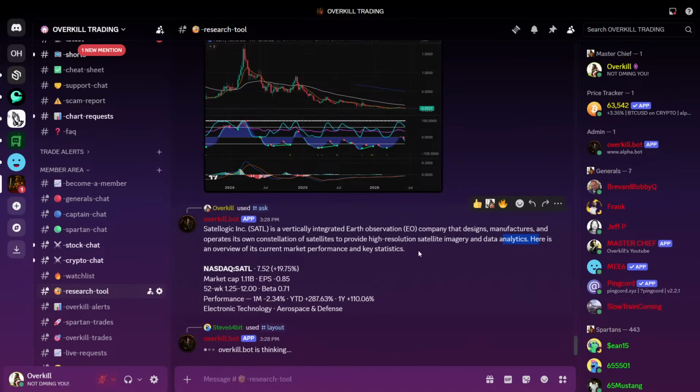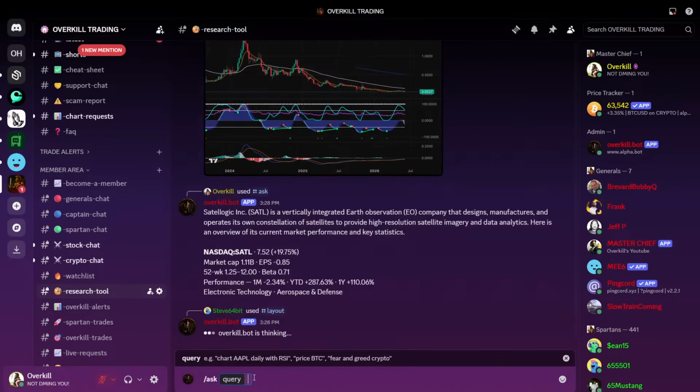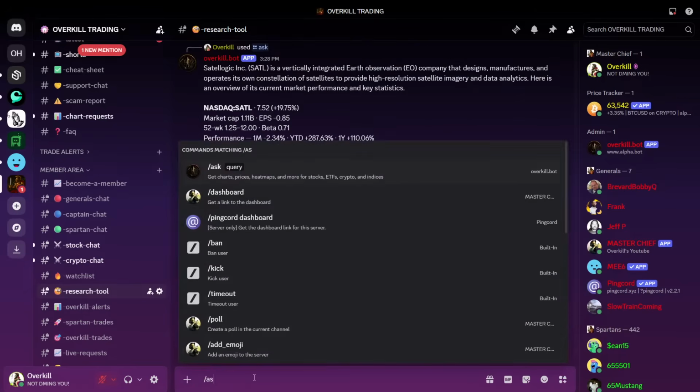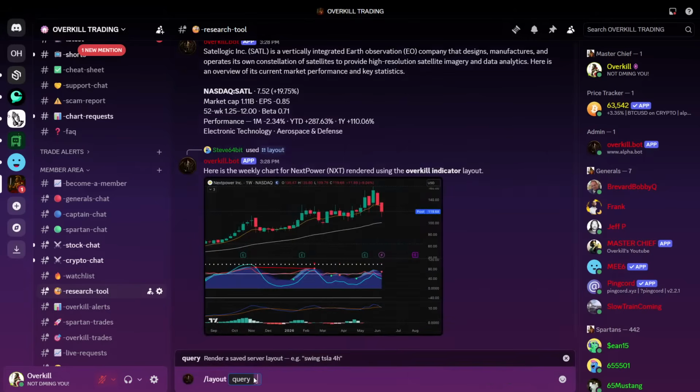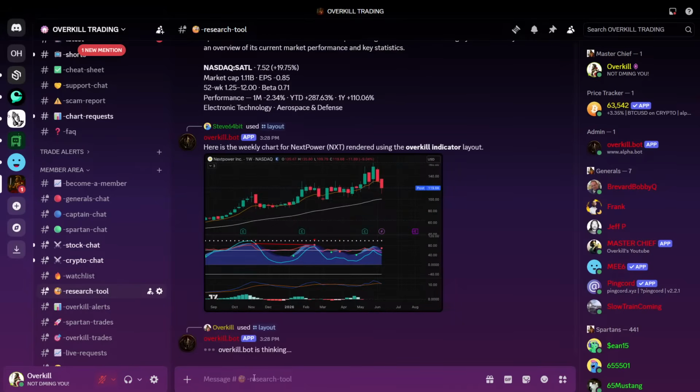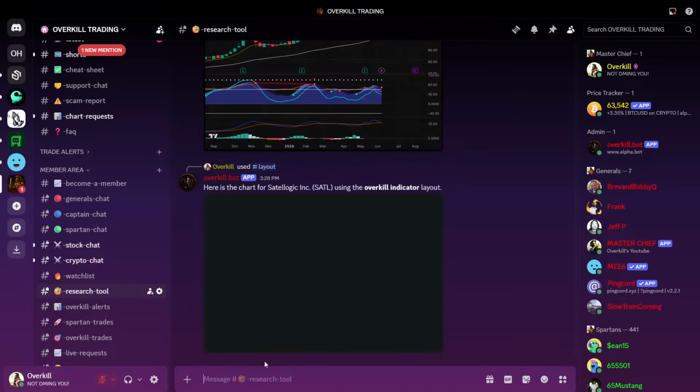Again, you guys have access to this feature now. You can look up what it does by typing /ask, and then just literally say, what is it? Or you could do /layout, and then you just type in the ticker, SATL, and that will pull up the indicator over here, guys. This stuff's next level, folks. We're just making this thing as best as it's going to get. Imagine where we're going to be at in 10 years.